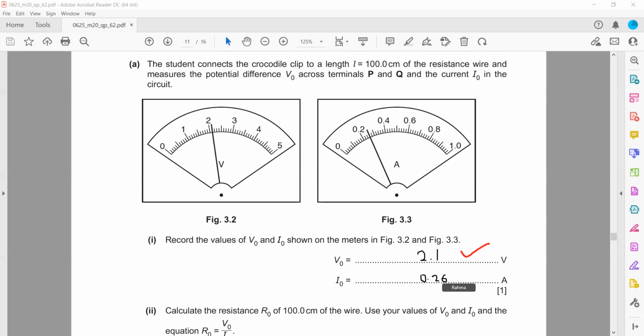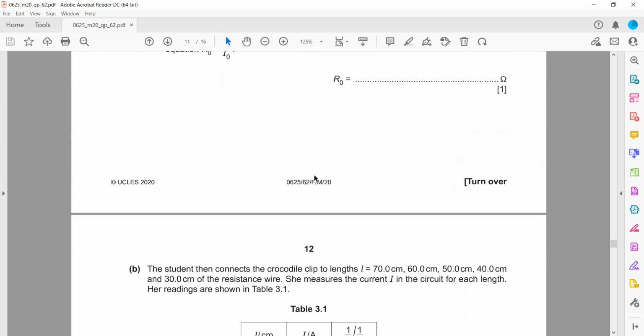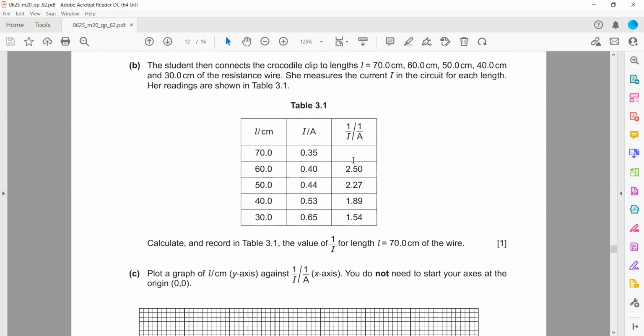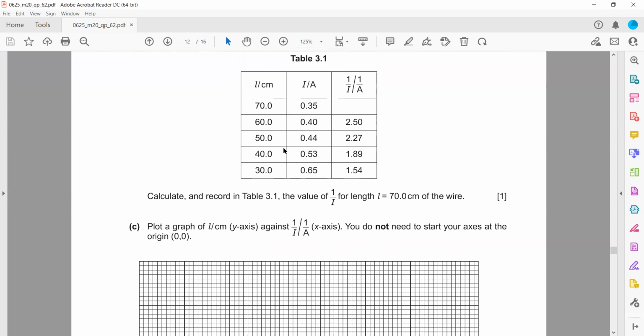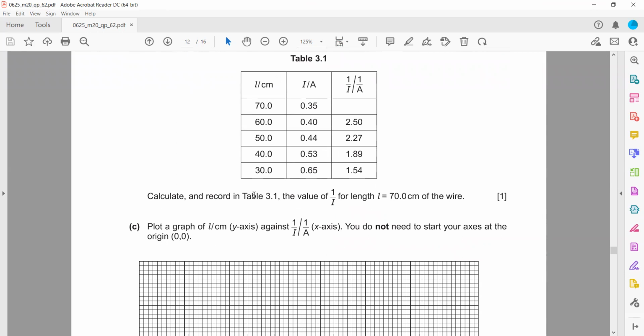So 0.26. Then we need the resistance. So we divide voltage by current, and we get the resistance, which is for 100 centimeter. Then the student records the resistance. Length is there, current, and 1 over current, the reciprocal of current. Calculate and record in the table 1 over I for the 70 centimeter wire.